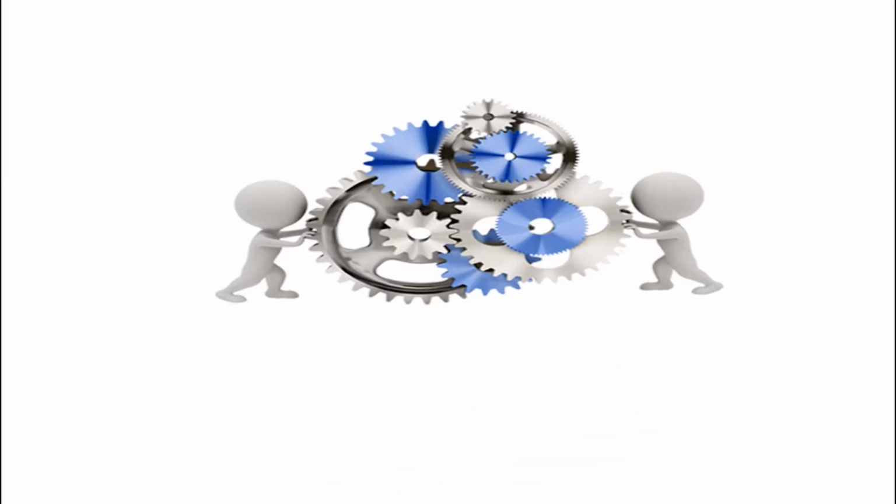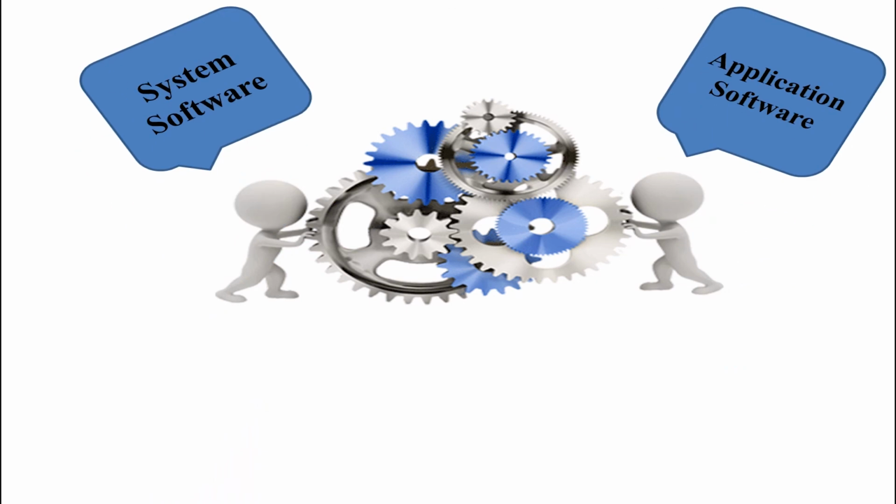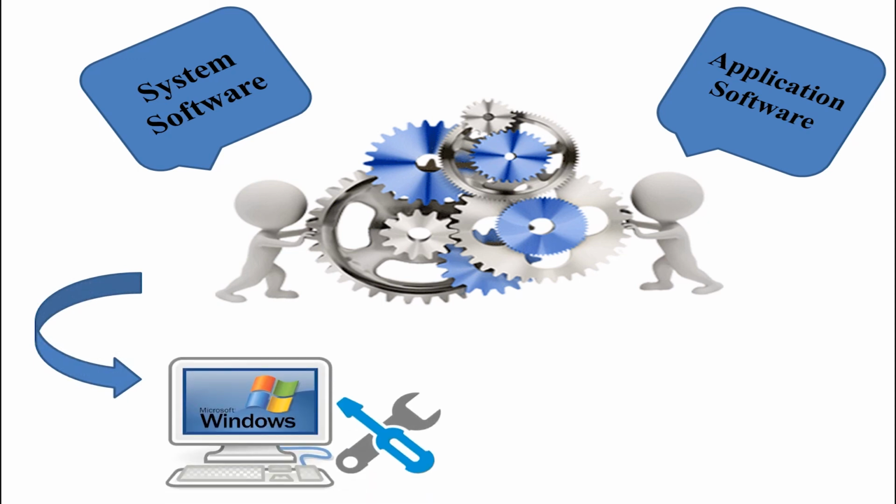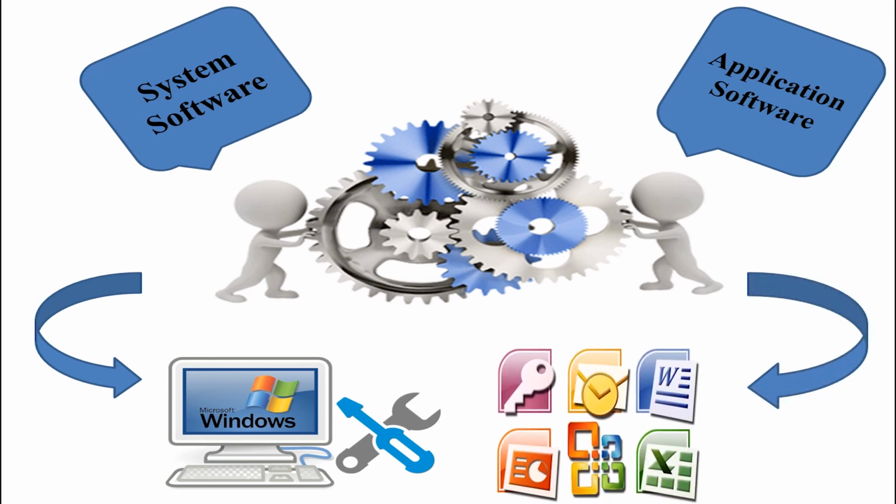The software is mainly categorized into two major categories, namely system software and application software. System software refers to the operating systems like Windows, Mac OS, and Ubuntu, etc. Application software refers to the specialized software for accomplishing business tasks such as a payroll program, banking system, point-of-sale system, etc. The examples include MS Office, MS Word, or your Paint, etc.